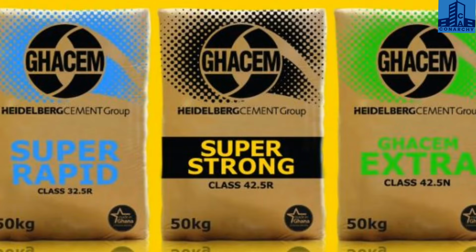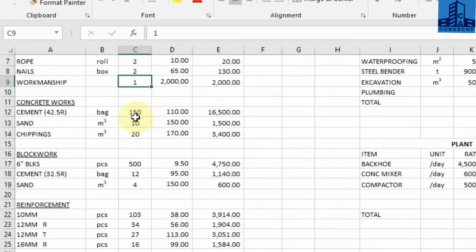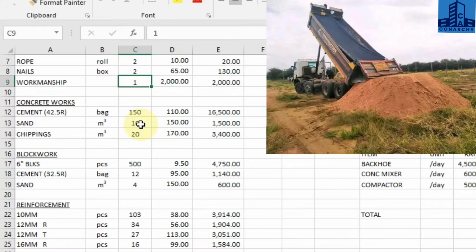For concrete works we use the 42.5 grade, and it is quite expensive, like 110 cedis, 150 bags. You just multiply to get your amount. And with the sand, you'll be needing 10 cubic meters. 10 cubic meters is a single axle truck. The big truck is the double axle, which carries 20 cubic meters. So I'll be needing 10 cubic meters, that's a single axle. I just multiply by 150.